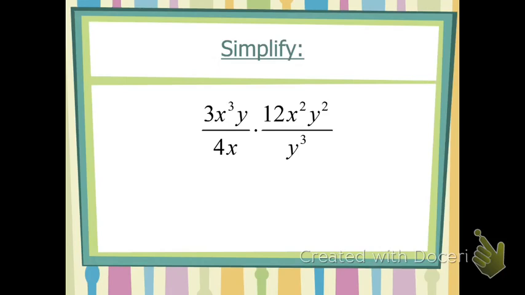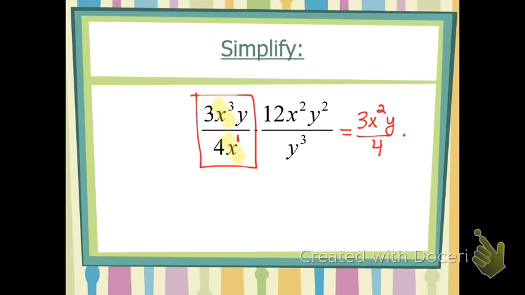I would use the fraction on the left first and simplify as much as I could there. The only thing I can do here is that I know x cubed divided by x to the first is x squared by using my division rule, my quotient of powers rule, where I keep the same base and I subtract the exponents. 3 minus 1 is 2. So I'm going to rewrite that first fraction as 3x squared y over 4.